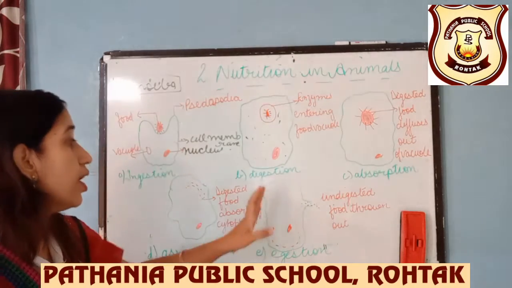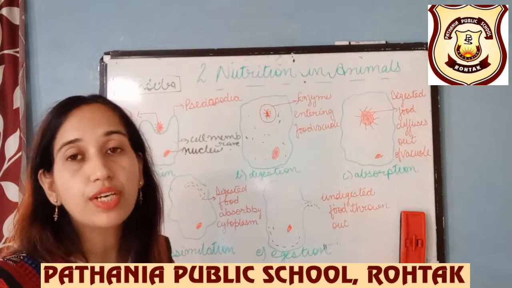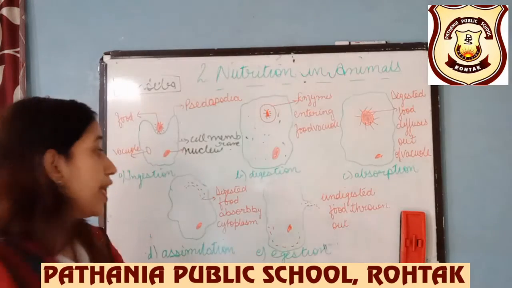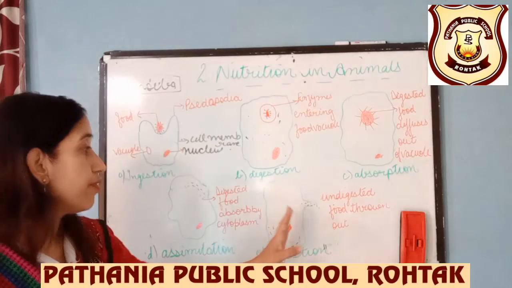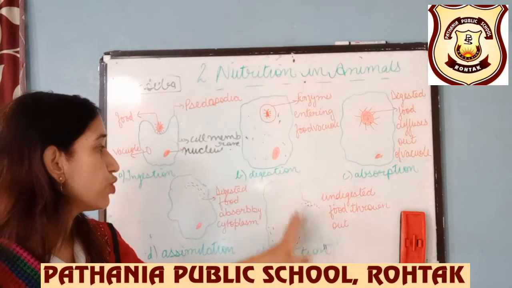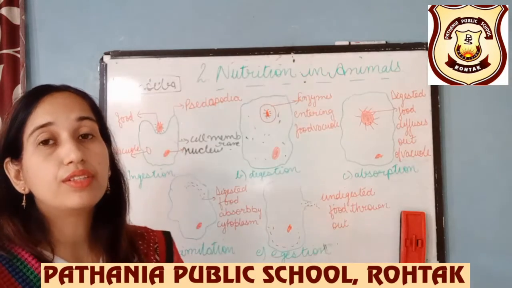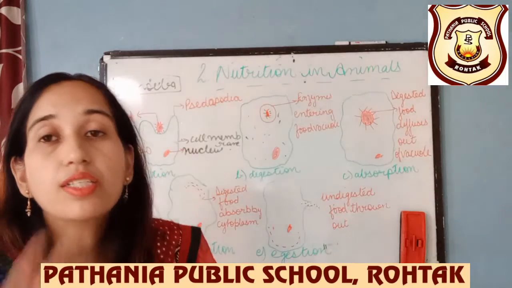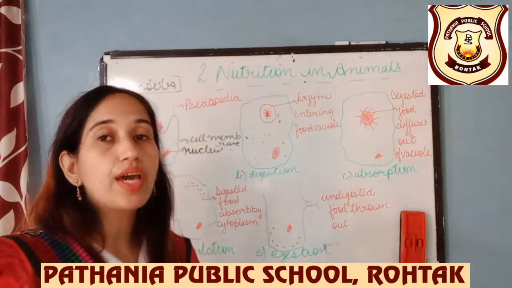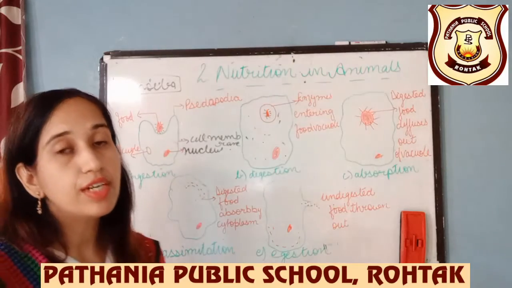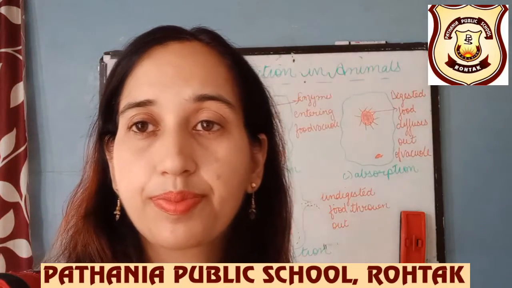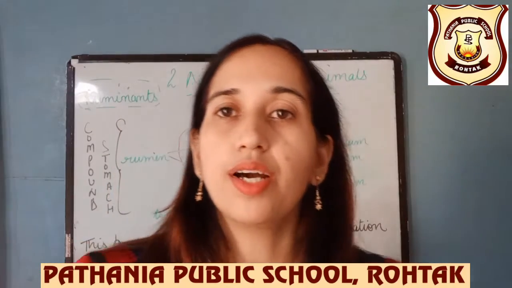Next is egestion. What happened in egestion? The undigested food is thrown out of the cell of the amoeba. Wherever the pressure exists, the undigested food is thrown out of the body, and the cell membrane breaks and the undigested food comes out. In this way, the amoeba follows the mode of nutrition that we have studied.